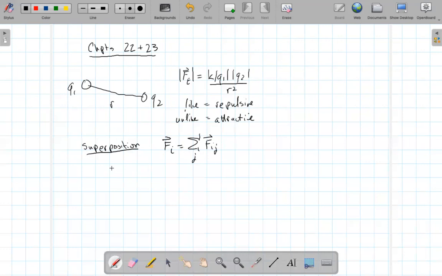So good. Basically it. So from here then, we also talked about if we had continuous distributions, but we didn't do much with that. I don't think we did any examples. So we're going to skip that. But then from there, we can move to electric fields.